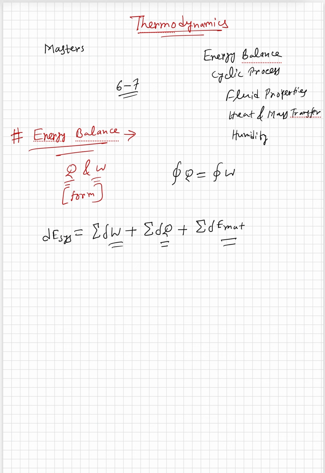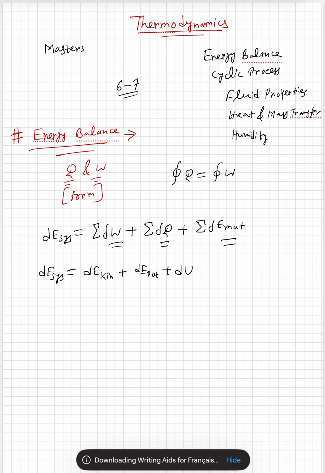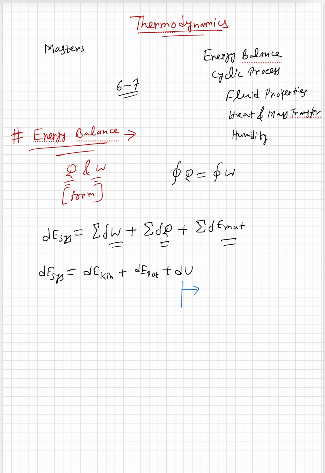And again, we have the equation. Inside the system, we have kinetic energy, potential energy, and internal energy. Internal energy can be stored in the form of thermal, chemical, or nuclear energy. So from question to question, it can vary, and you have to deal with that.